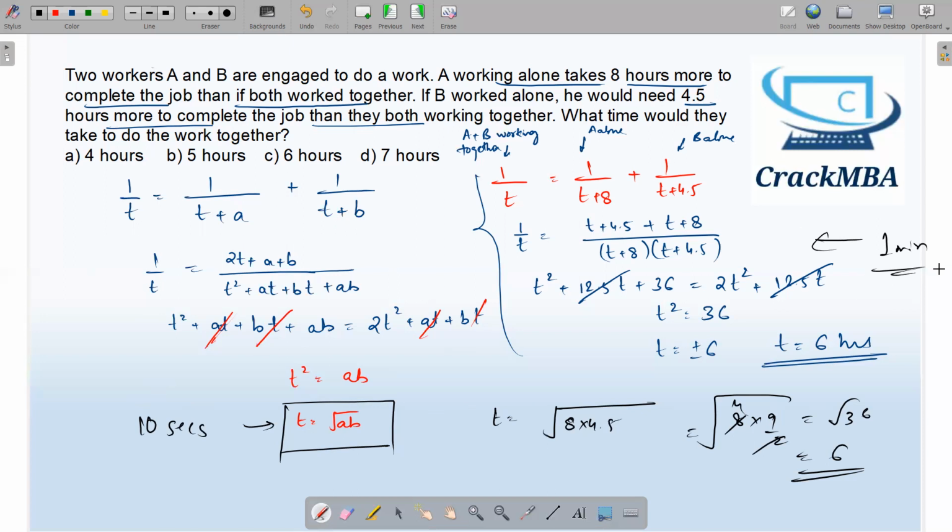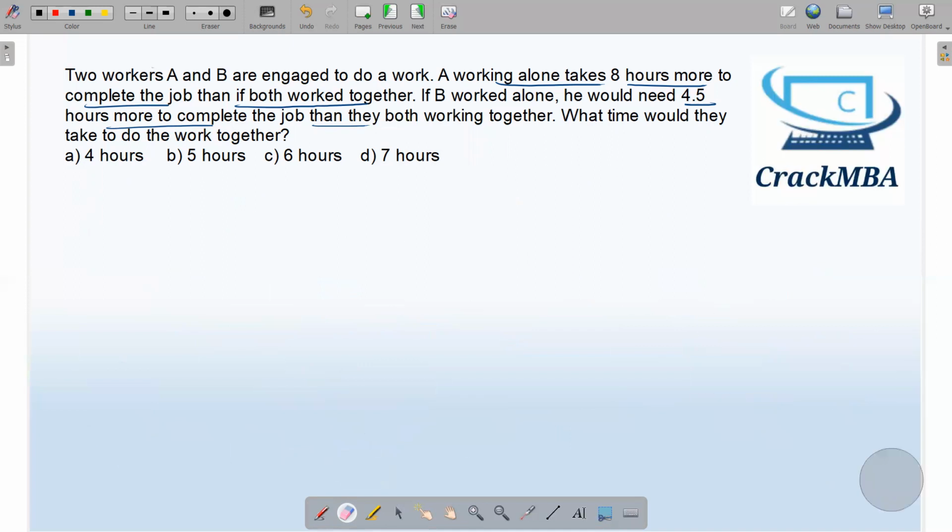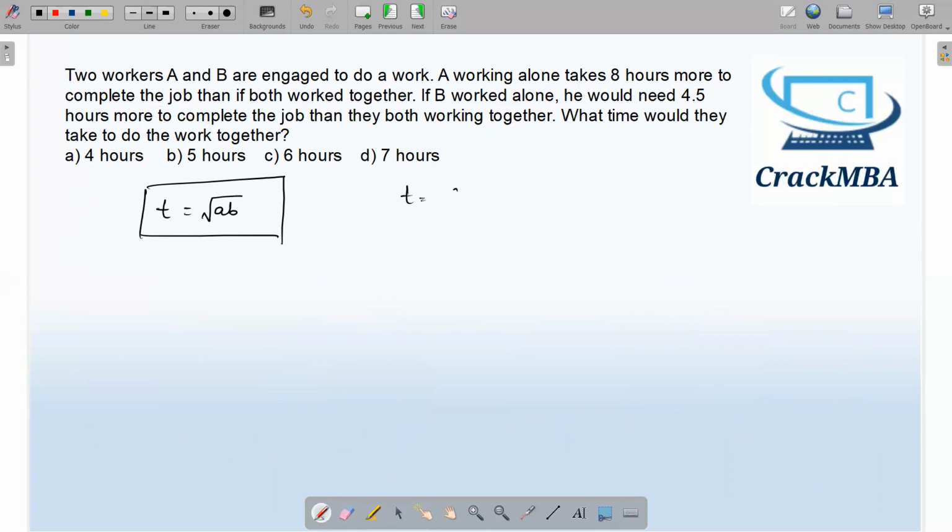So this shortcut is much easier to use. Basically, we are doing the same thing, but we have derived something. Okay, so I'm erasing this. I'll erase everything from this page, and I will just write the formula that when both A and B are working together, the time taken by them will become root of AB. Okay, so in this question, I get T is equal to 6 hours. Option C is the answer.